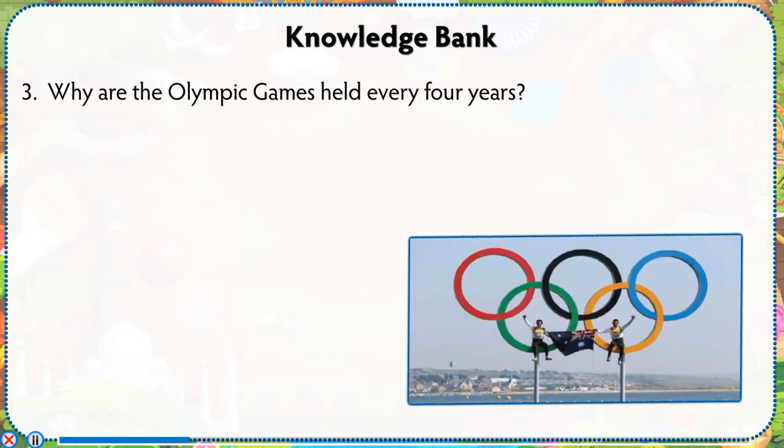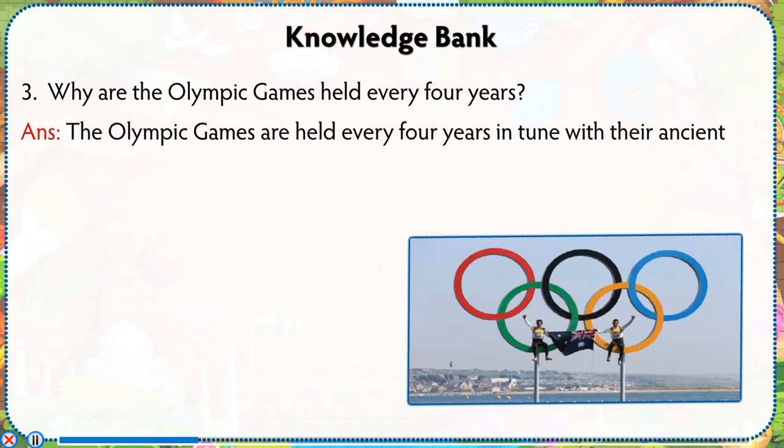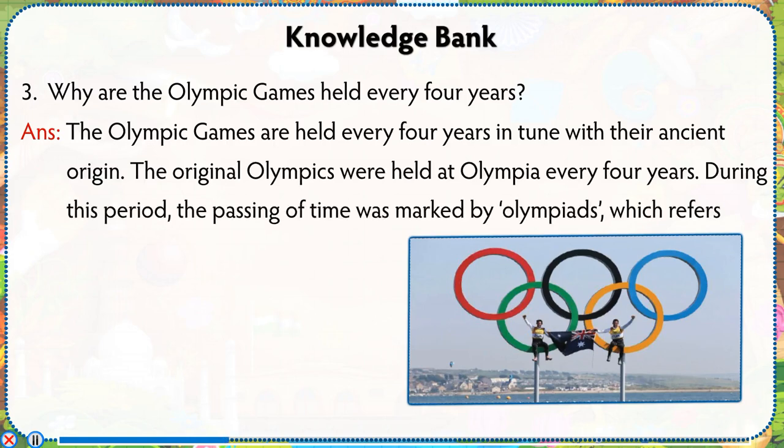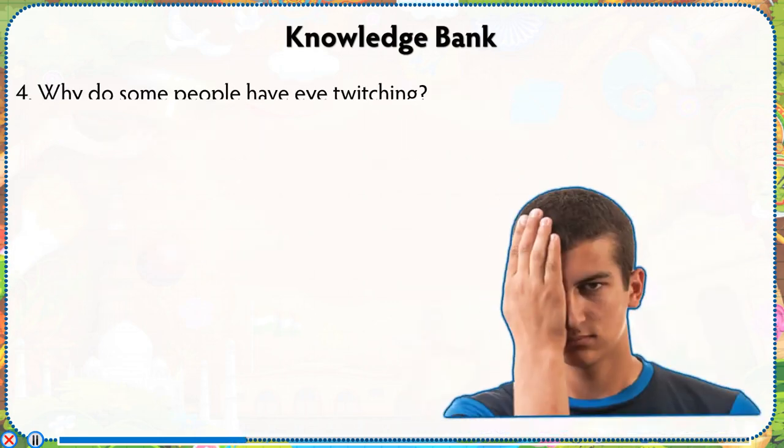Third, why are the Olympic Games held every 4 years? Answer: the Olympic Games are held every 4 years in tune with their ancient origin. The original Olympics were held at Olympia every 4 years. During this period, the passing of time was marked by Olympiads, which refers to the 4-year gap between the games.